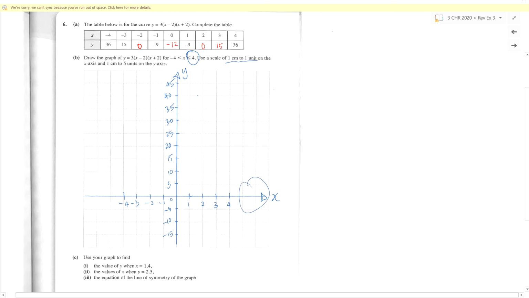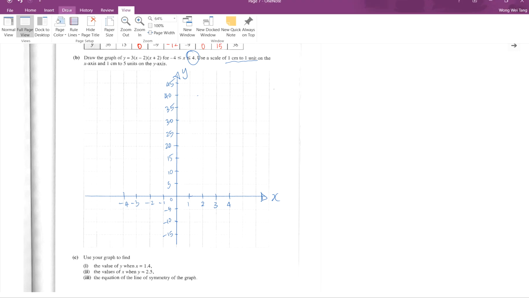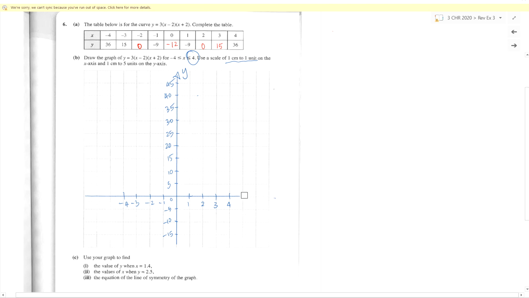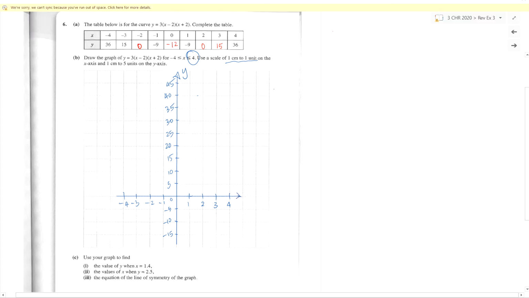If you don't like all these empty extra space, you can take out an eraser and erase all these extras. Okay, I don't need those at the side also. So this is the complete x and y axis that is required. You have to ensure that you have the correct scale because that will give you 1 mark during your exams.